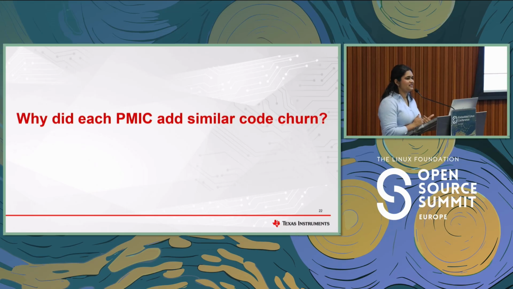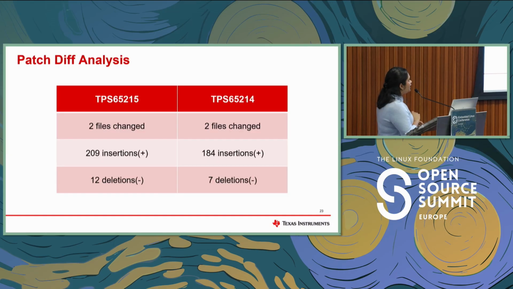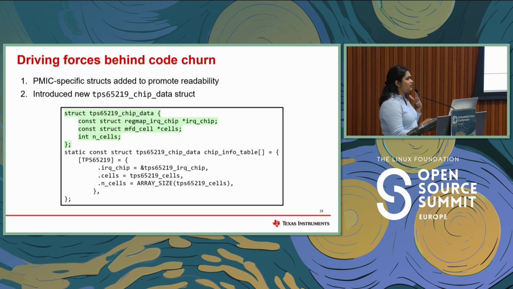However, as I was reflecting, putting together this presentation, and actually looking at the diff, that didn't happen for the MFD patch series. There was a similar amount of insertions and deletions when adding in the first 215 PMIC and the second 214 PMIC. And now, as I looked into it, the driving forces behind the code churn really do relate back to the hardware architecture impacts we discussed, where the PMIC-specific structs that were added to promote user readability ended up resulting in the same amount of code churn for both PMICs.